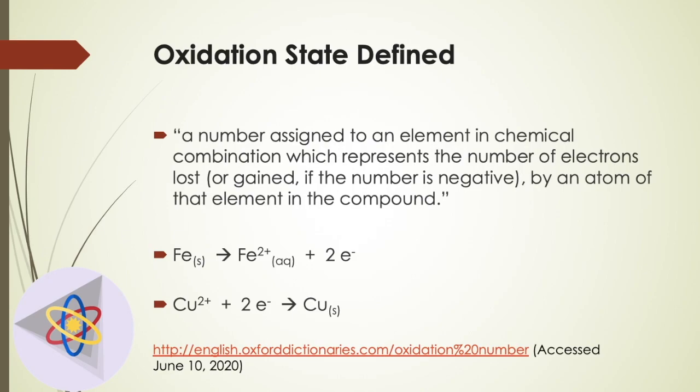Oxidation state is a number assigned to an element in chemical combination which represents the number of electrons lost by an atom of that element in the compound.